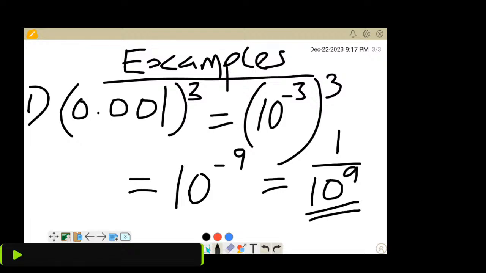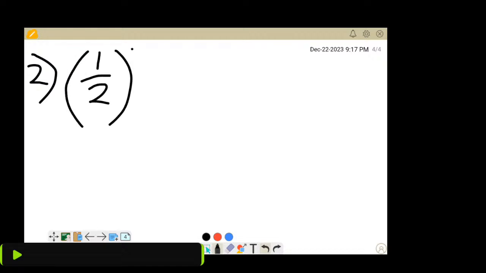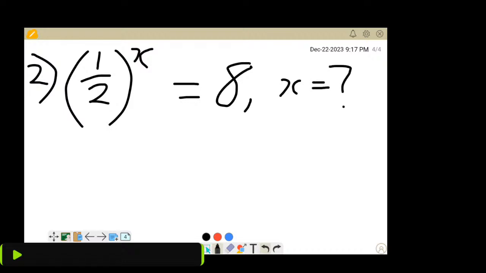Let's consider another example. Let's call this one example 2. In example 2, let's say we have the expression (1/2) raised to power of x equal to 8. So we have to find x. How do we find x? Very, very simple. What you just need to do is simplify every digit that is involved, and see how we can relate them.